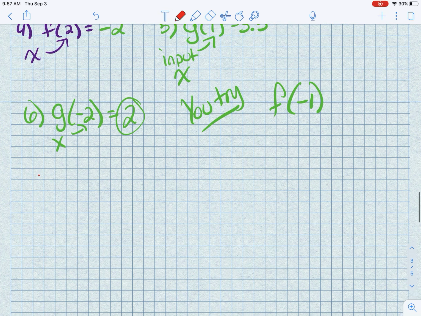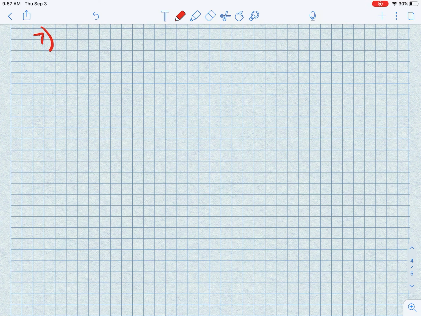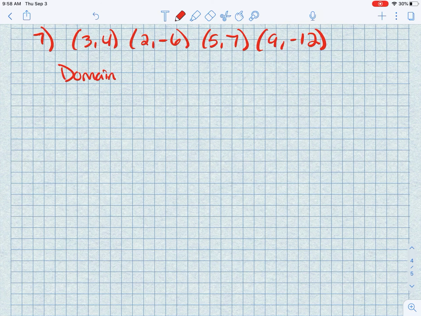All right, now we're going to talk about domain and range. So let's tie this all together. We said that domain goes with our x's, range goes with our y's. So the first one that I'm going to give you, number 7, we're going to go with 3, 4, 2, -6, 5, 7, 9, -12. Now let's talk domain and range. At the beginning of the notes, we said domain was our x values. We said range was our y values. Okay?